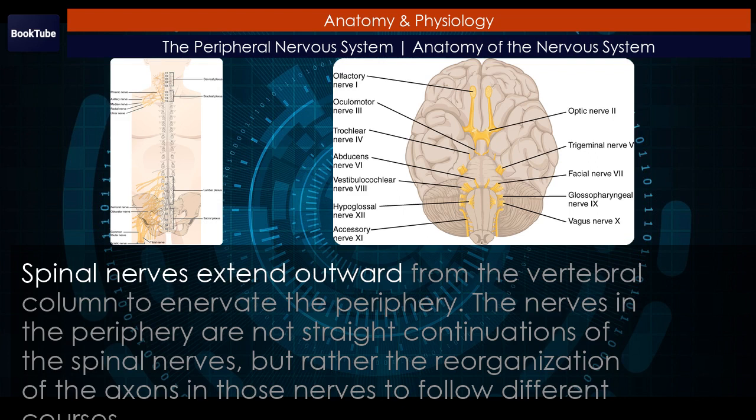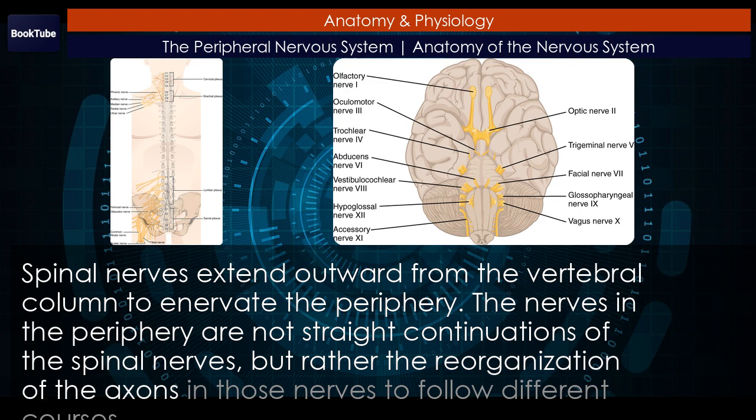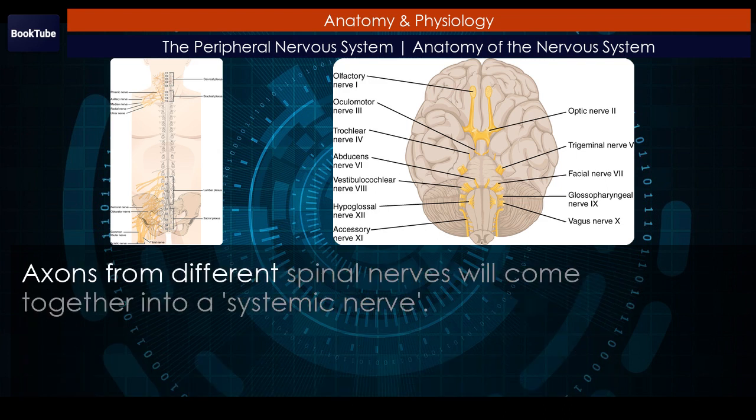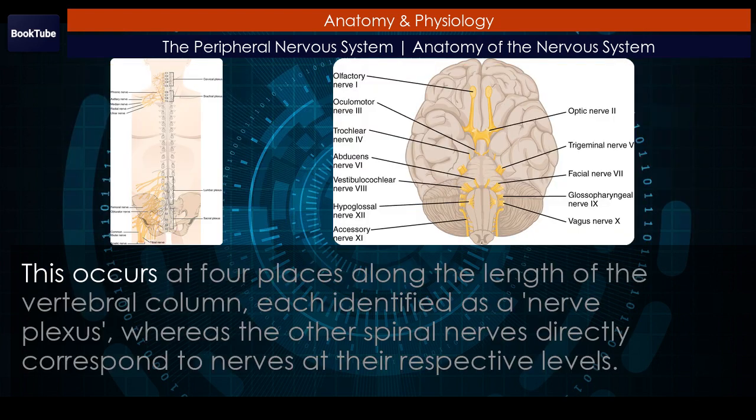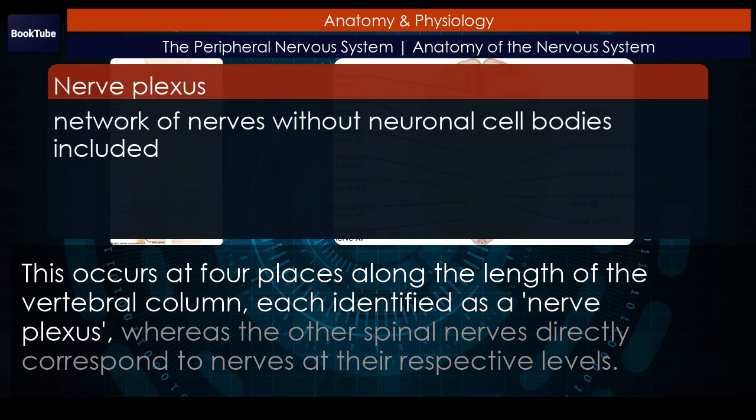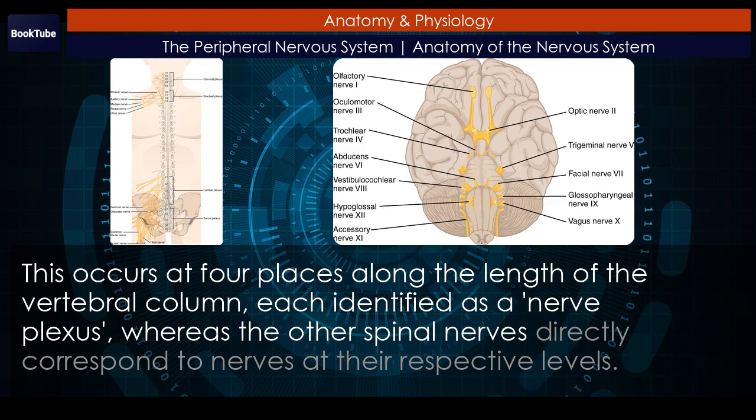Spinal nerves extend outward from the vertebral column to innervate the periphery. The nerves in the periphery are not straight continuations of the spinal nerves, but rather the reorganization of the axons in those nerves to follow different courses. Axons from different spinal nerves will come together into a systemic nerve. This occurs at 4 places along the length of the vertebral column, each identified as a nerve plexus, whereas the other spinal nerves directly correspond to nerves at their respective levels.